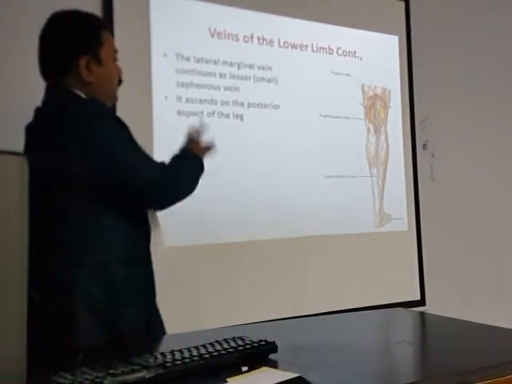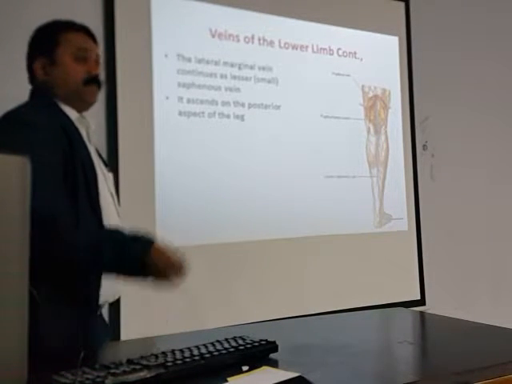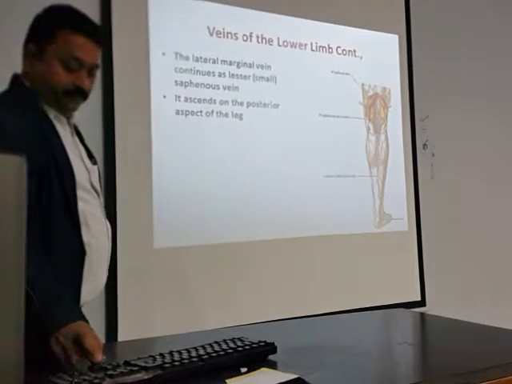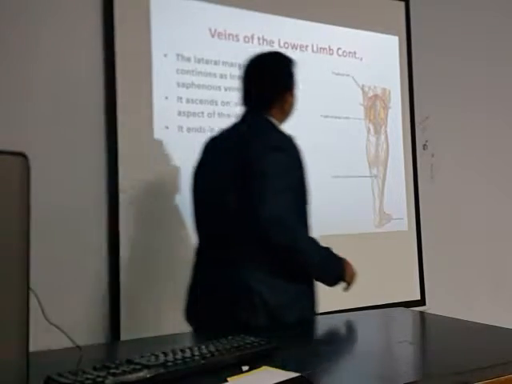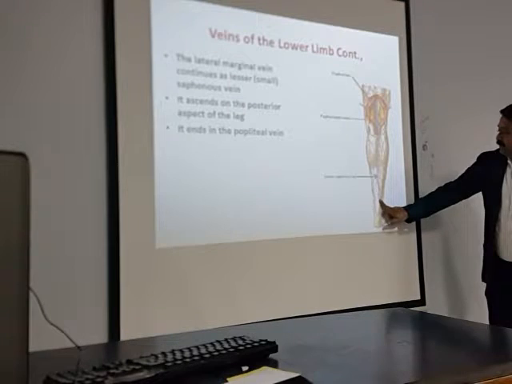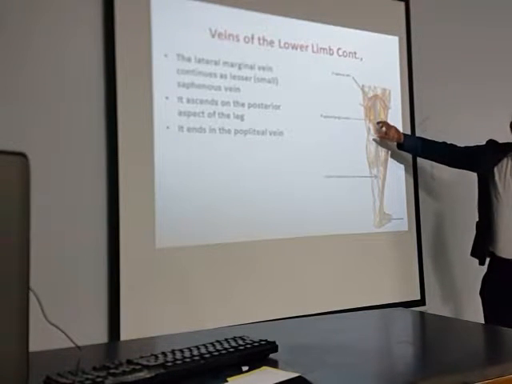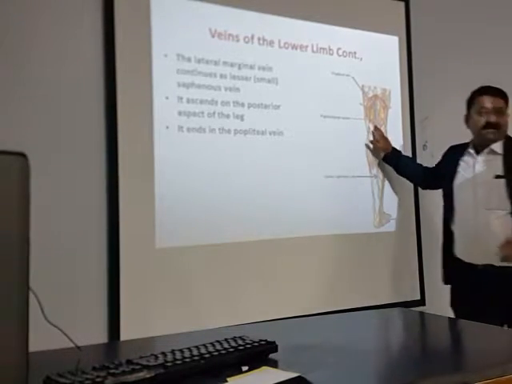So in the leg, finally it drains into the popliteal vein, which is a deep vein, isn't it? See here, this is the popliteal vein. It ascends upwards and drains into the popliteal vein. Again, the popliteal vein is a deep vein, isn't it?